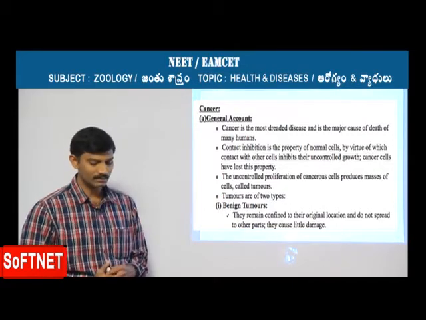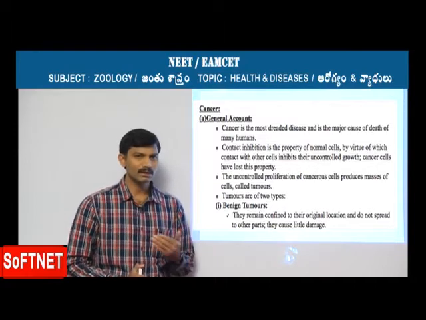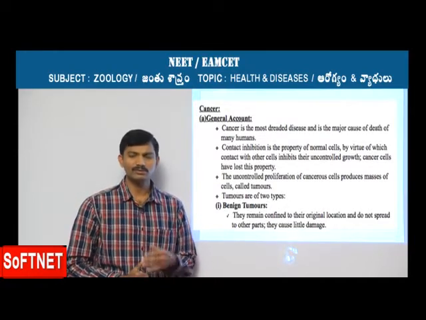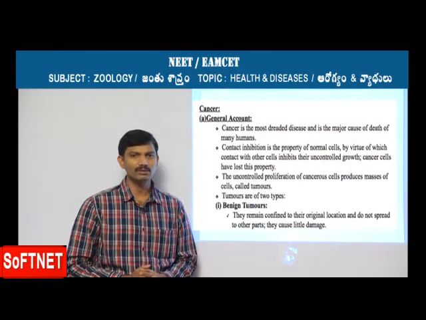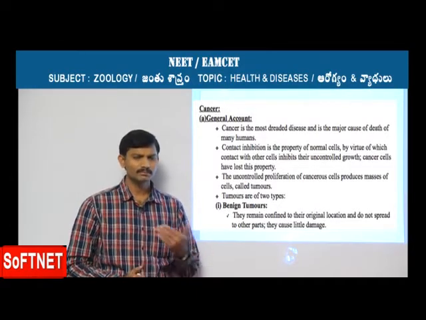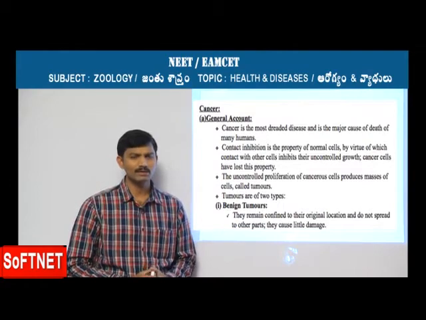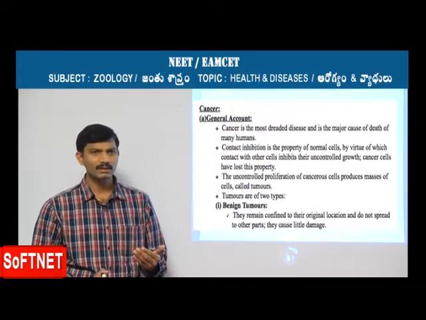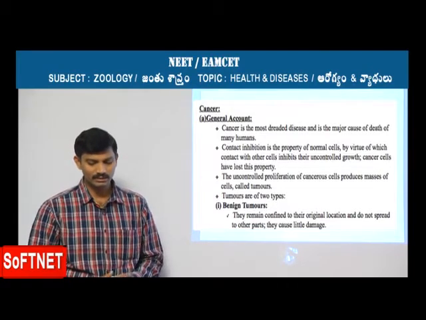This abnormal proliferation of cells results in the formation of a neoplasm, or what we call neoplasia. These neoplasms, or tumors, are divided mainly into two different types: one is benign and the second is malignant. Sometimes we can also classify them into three types: benign, pre-malignant and malignant.